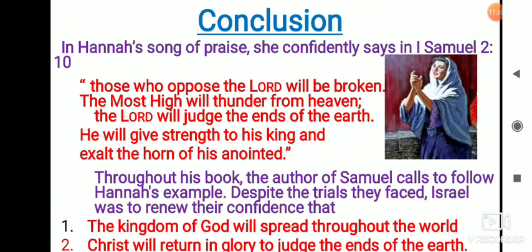Conclusion. In Hannah's song of praise, she confidently says in 1 Samuel 2:10 that the Lord will judge the ends of the earth. Throughout his book, the author of Samuel called on his audience to follow Hannah's example. Despite the trials they faced, Israel was to renew their confidence that 1. The kingdom of God will spread throughout the world. 2. Christ will return in glory to judge the ends of the earth.